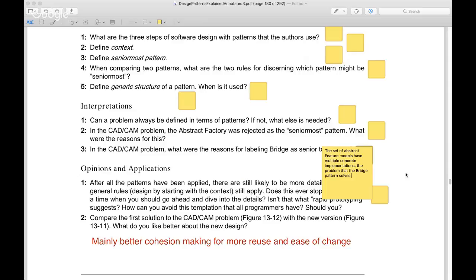Mm-hmm. Yep. It requires knowing what classes will be defined, because it depends on the classes that will be defined. It can't be the topmost level. It's like the classes that will be defined determine the context of the abstract factory.